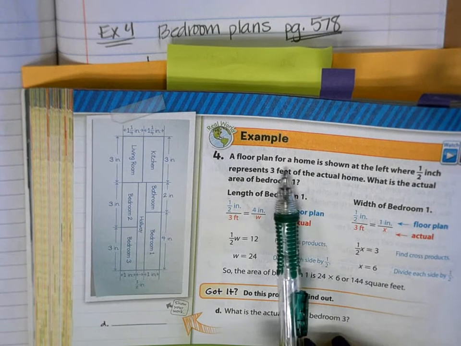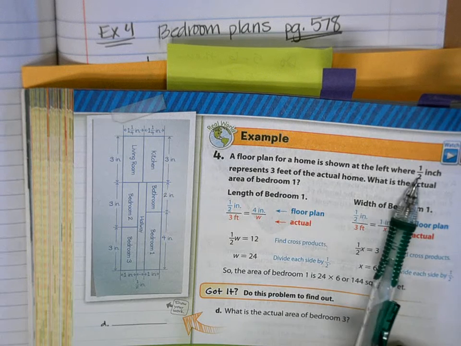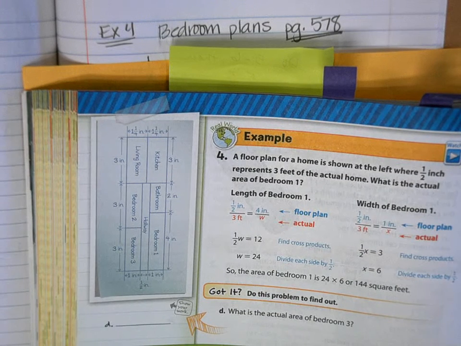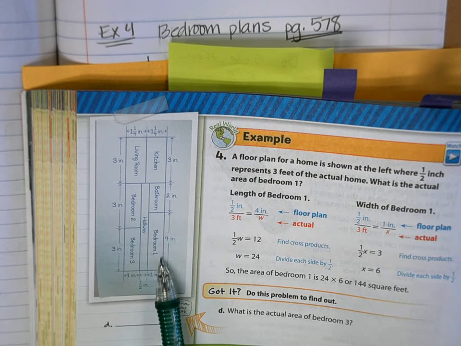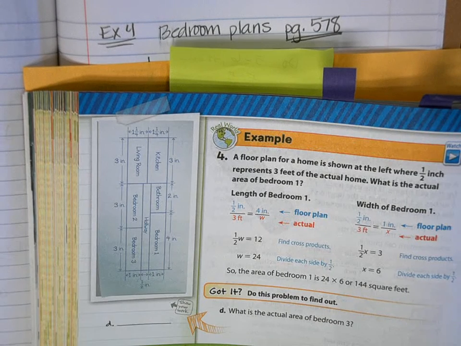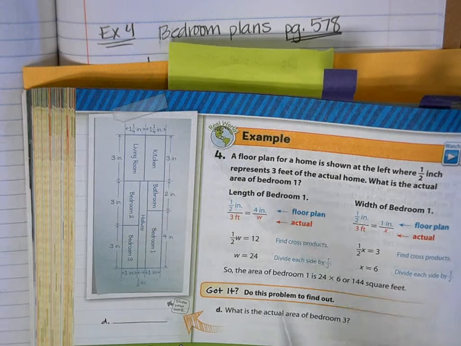A floor plan for a home is shown at the left, where 1/2 inch represents 3 feet. What is the actual area of bedroom 1? So you would go to bedroom 1. Here's bedroom 1. Okay, and then we have, this is 1 by 4. But we're supposed to go 1/2 inch equals 3 feet.